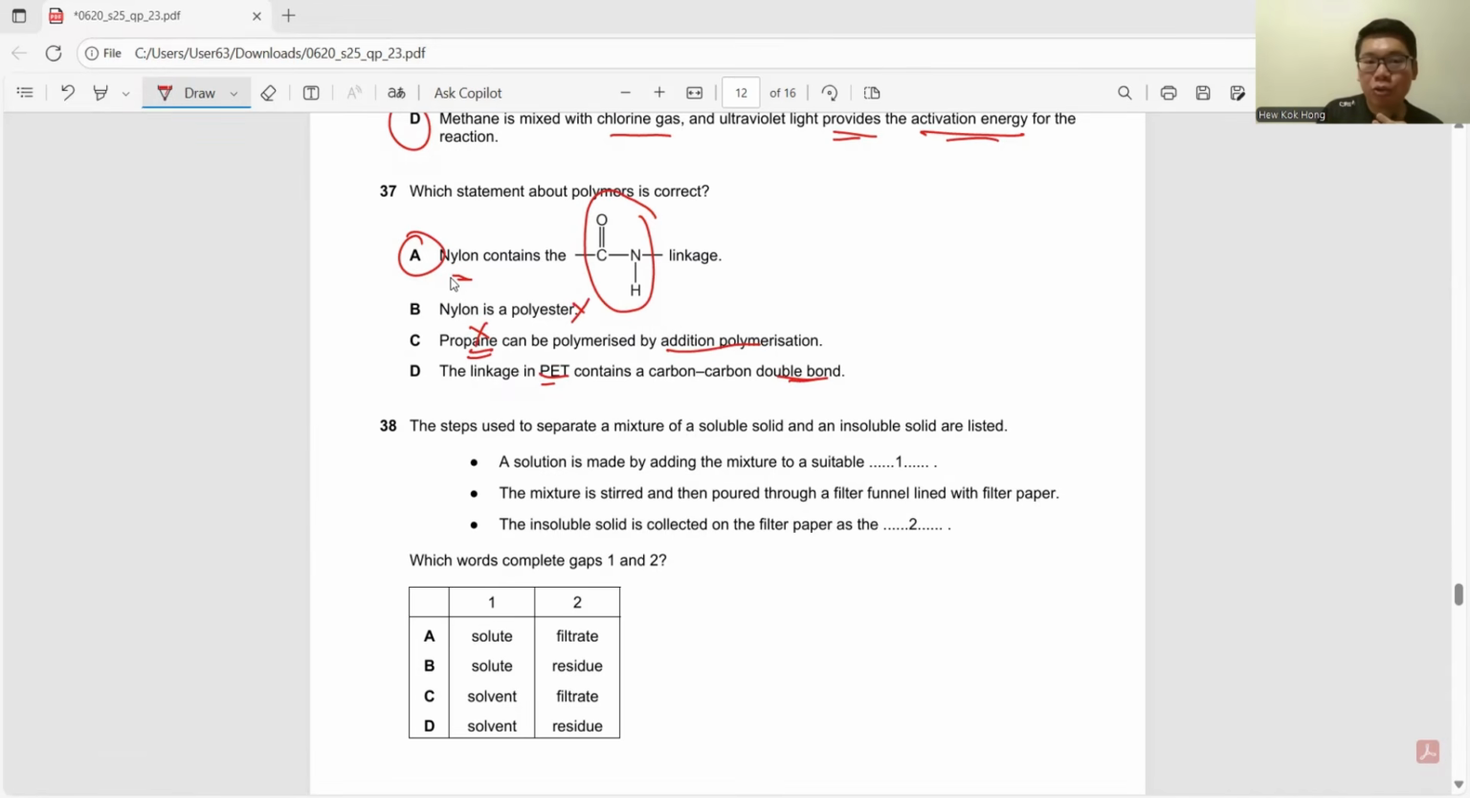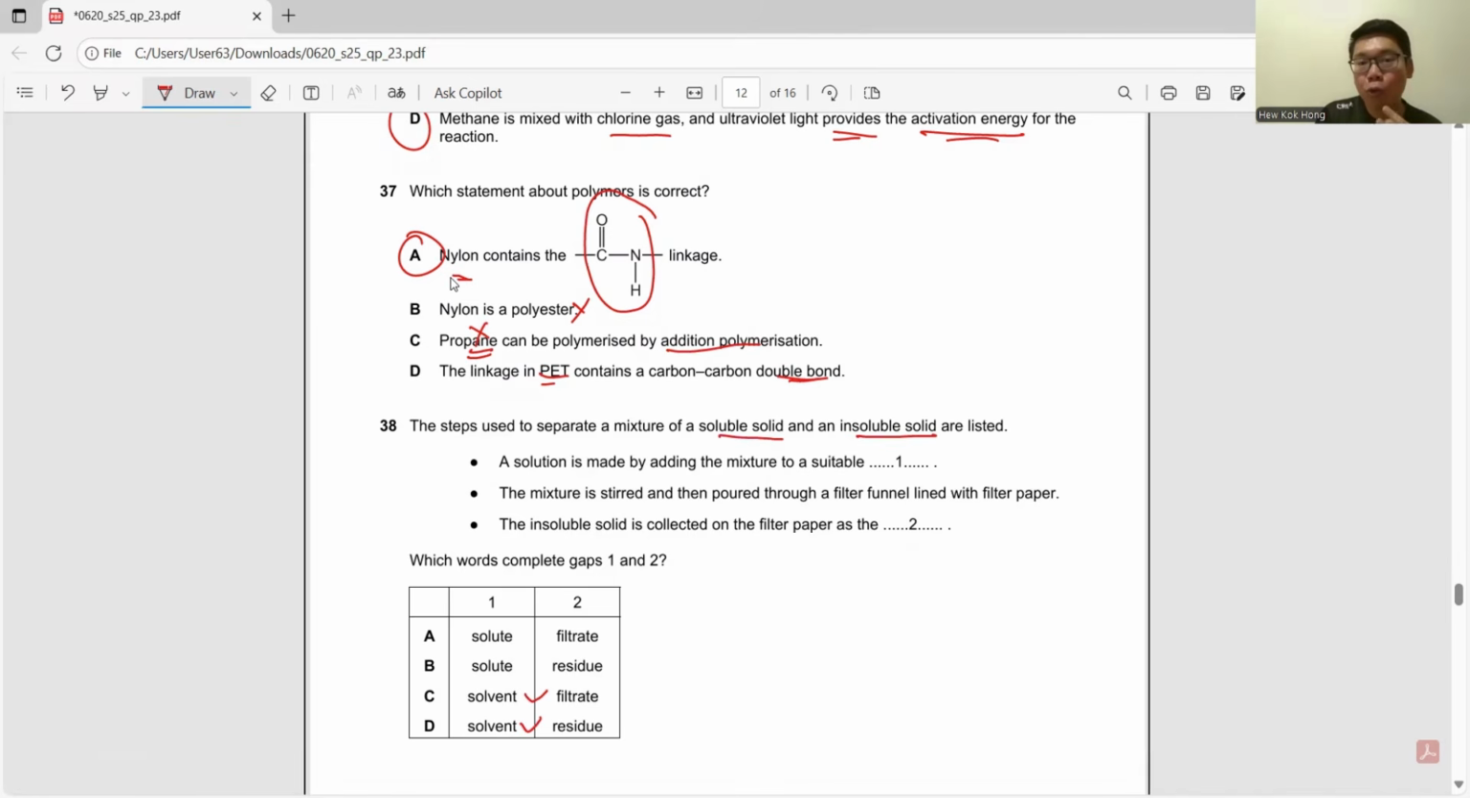38. The steps used to separate a mixture of soluble solid and insoluble solid are listed. A solution is made by adding the mixture to a suitable what? We want to make a solution, so we add it into a solvent. Then the mixture is stirred and poured through a filter funnel lined with filter paper. The insoluble solid is collected on the filter paper as a residue. The solution collected as liquid is the filtrate.